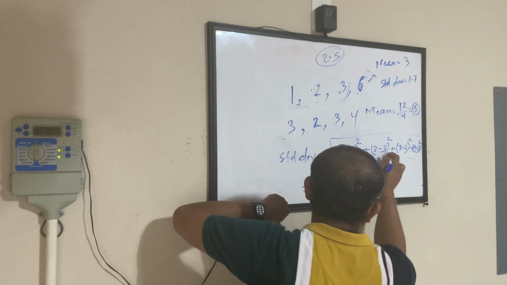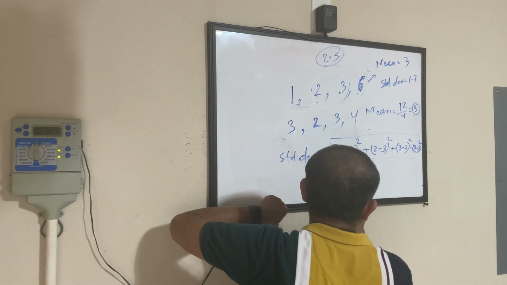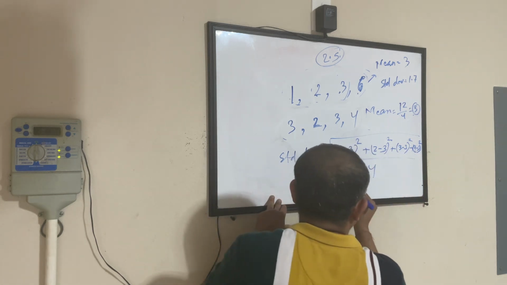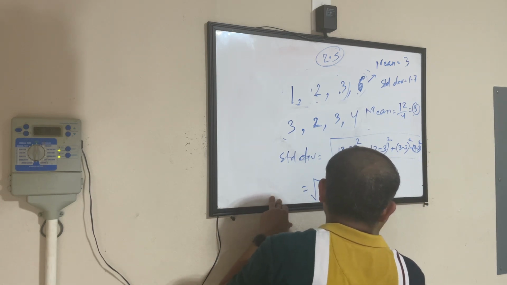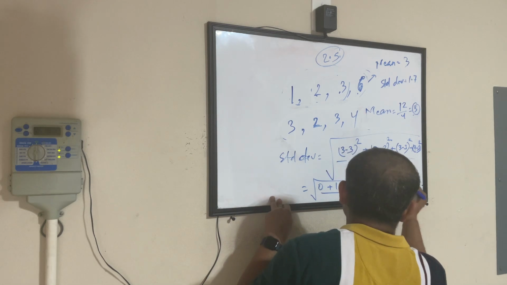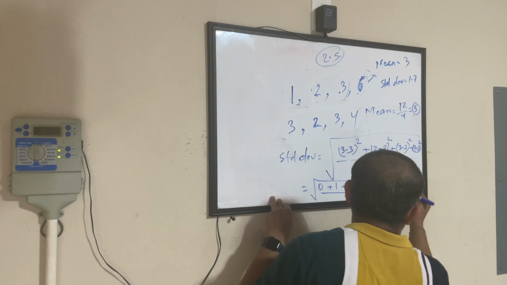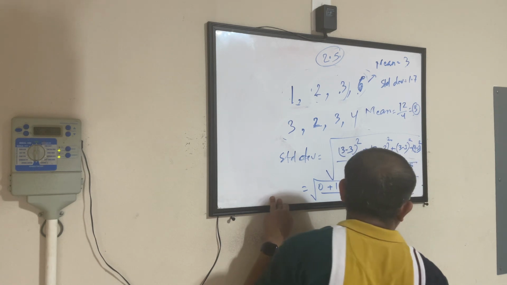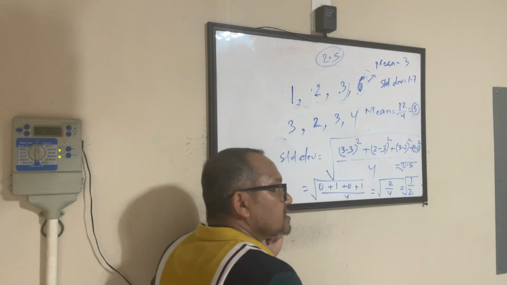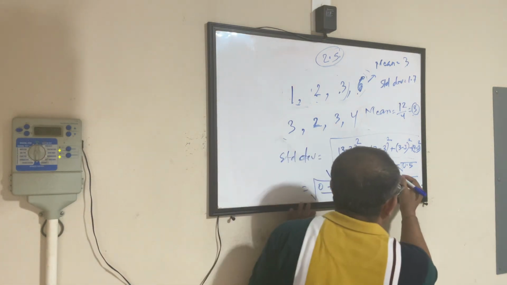This became 3 minus 3 is 0. 0 plus 2 minus 3 is minus 1. Minus 1 squared is 1. Plus 3 minus 3 again 0. 4 minus 3 is 1. 1 squared is 1, all by 4. What did you get here? 2 by 4 or 1 by 2, square root, which is the square root of 0.5, which could be somewhere around 0.7. Okay.